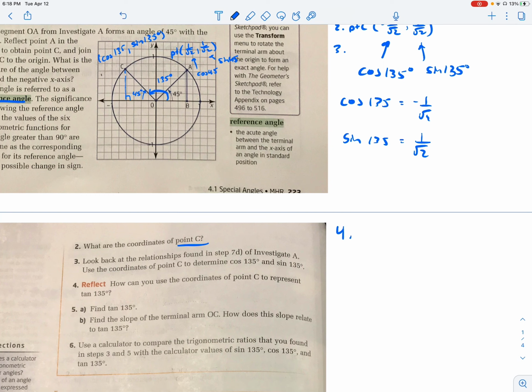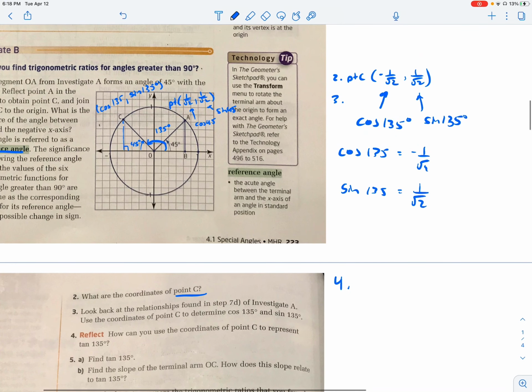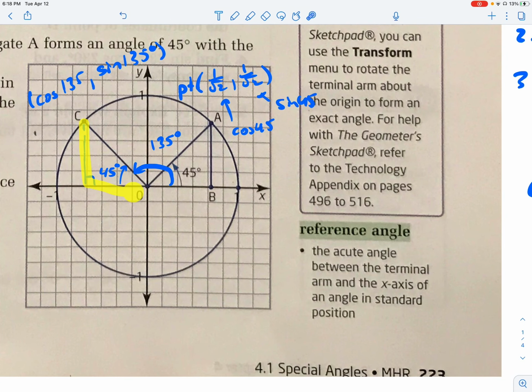All right, step 4. It says reflect. How can you use the coordinates of point C to represent tan of 135? So how can I use this point to get tan of 135? Well, that's kind of easy. Remember, tan of this triangle right here is going to be opposite over adjacent. Well, doesn't this side represent the y value? And doesn't this side represent the x value? So if tan is opposite over adjacent, it's actually just going to be the y value over the x value.